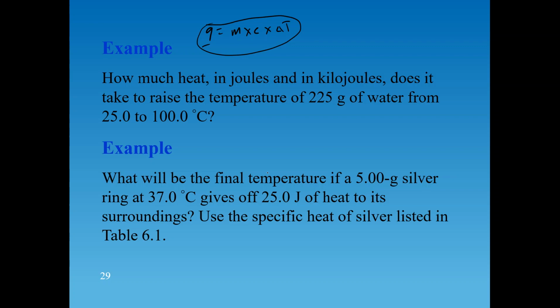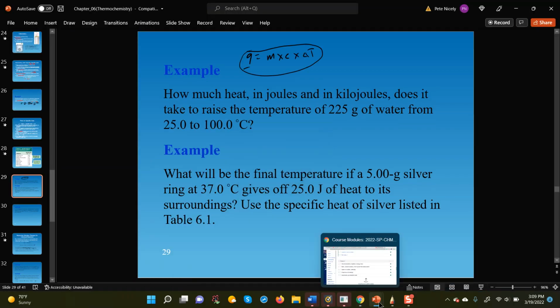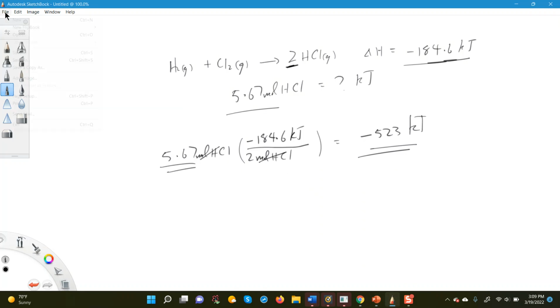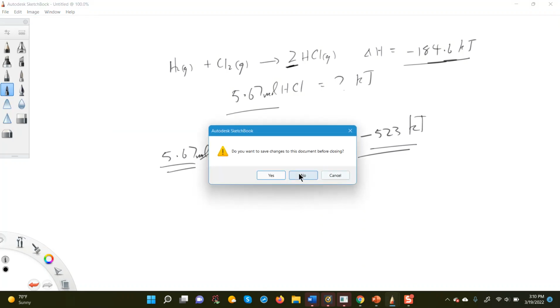hold on, let me get this thing working here. How much heat in joules and in kilojoules does it take to raise a temperature of 225 grams of water from 25.0 degrees to 100 degrees Celsius? All right, so what I'm going to do is get out of this and open up my writing tablet, clear this page.